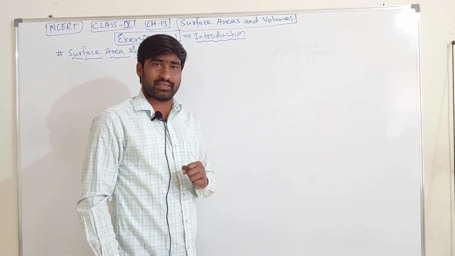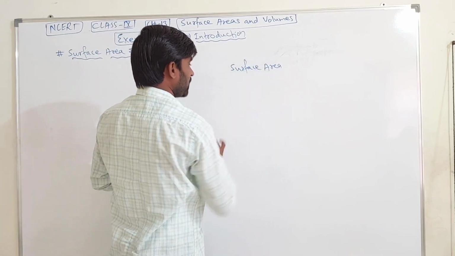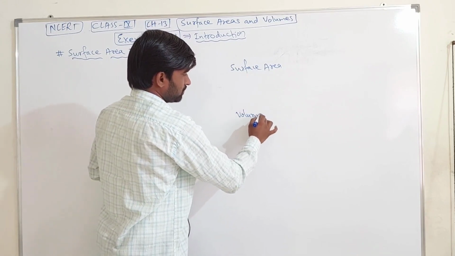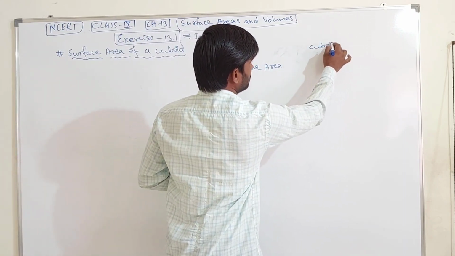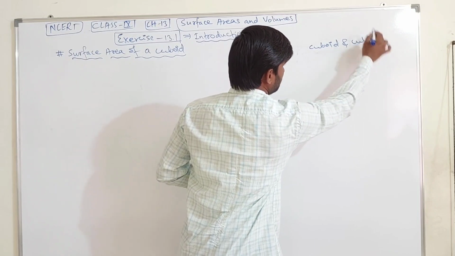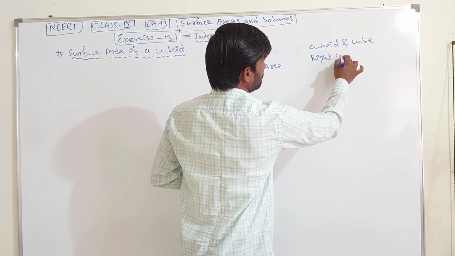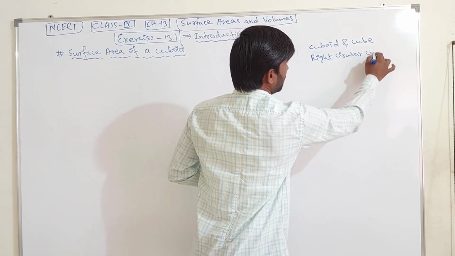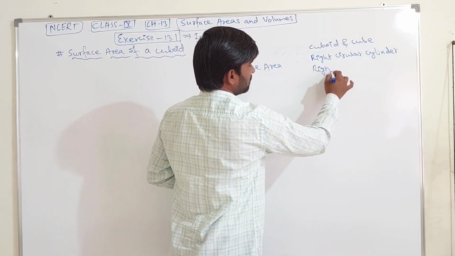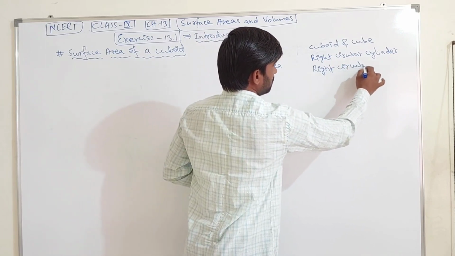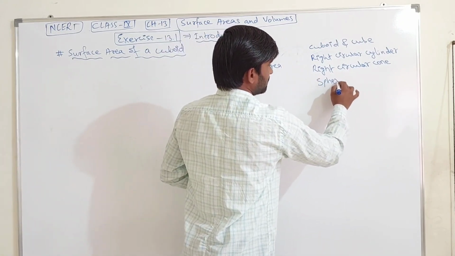So what main topics are there in this chapter? The first one is the surface area, and the second one is the volume. The first one is cuboid and cube, and the next one is the right circular cylinder, and the third one is the right circular cone, and the fourth one is the sphere and hemisphere.